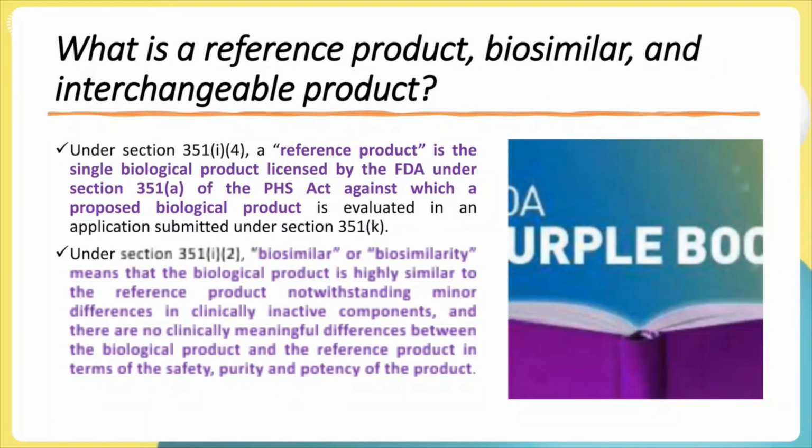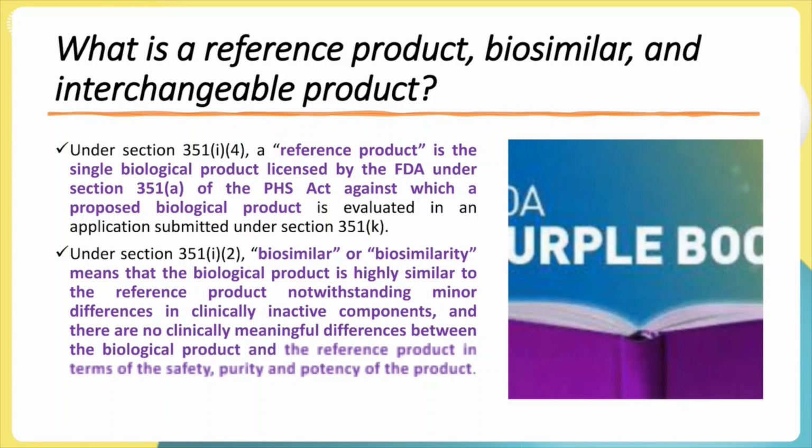Now talking about the reference product, biosimilars and interchangeable products. Since the initiation of the session, I am talking about biological products. Biological products can be categorized into these three categories: reference products, biosimilars and interchangeable products. When I say reference product, it simply means the product is licensed by the FDA under section 351(a) of the Act, against which a proposed biological product is evaluated in the application submitted.